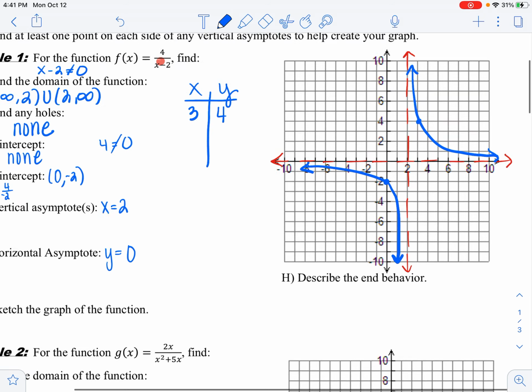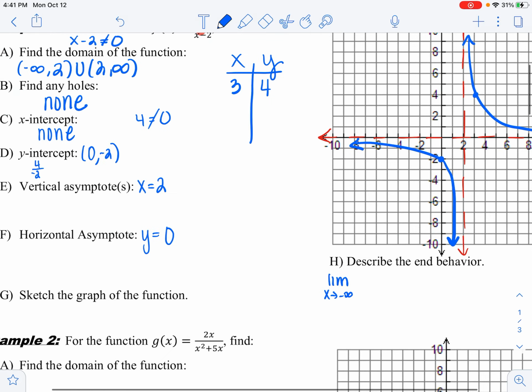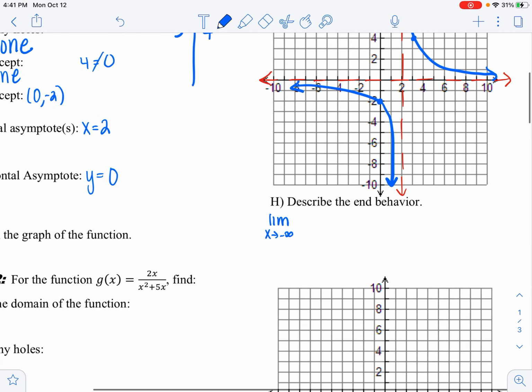Okay, let's describe the end behavior in limit notation. So I'm going to say the limit as x approaches negative infinity of my function, which was named f of x, is equal to.